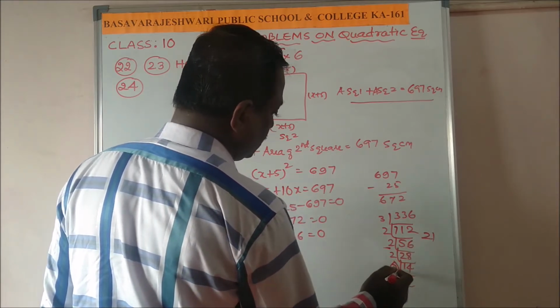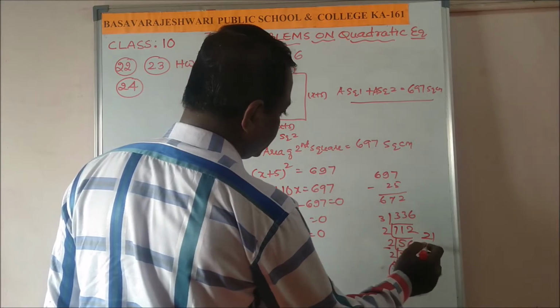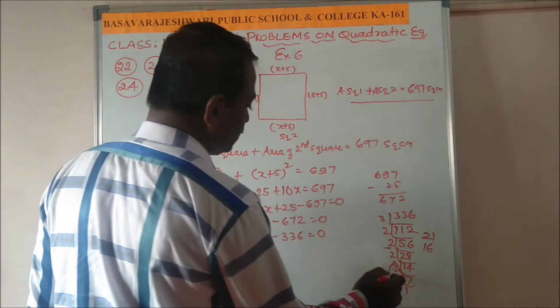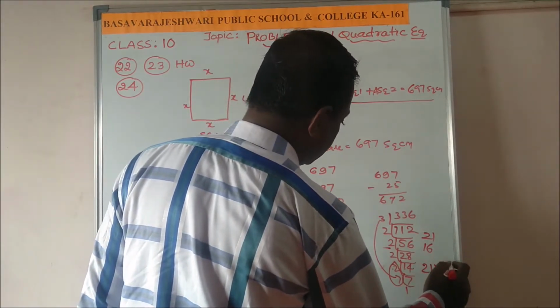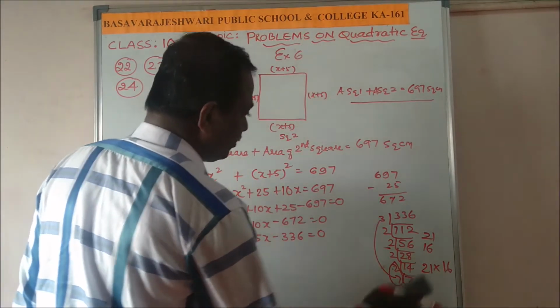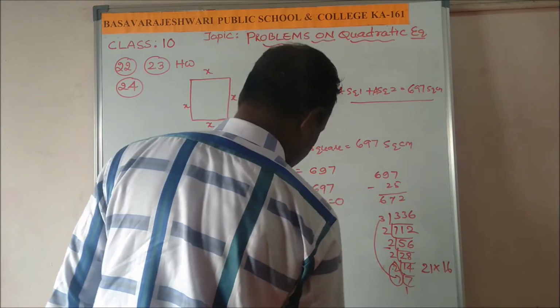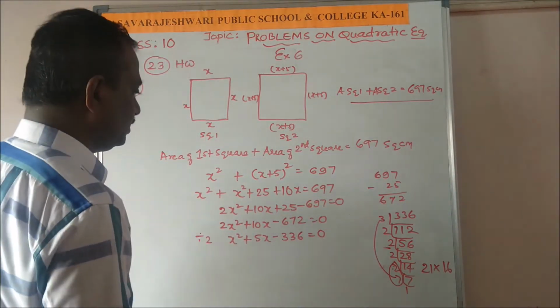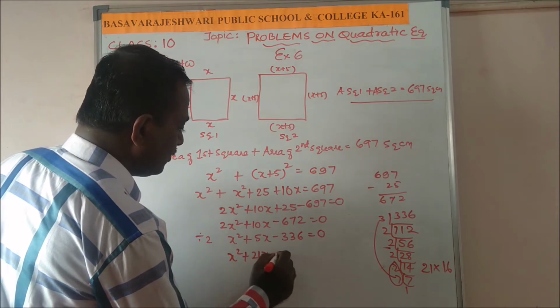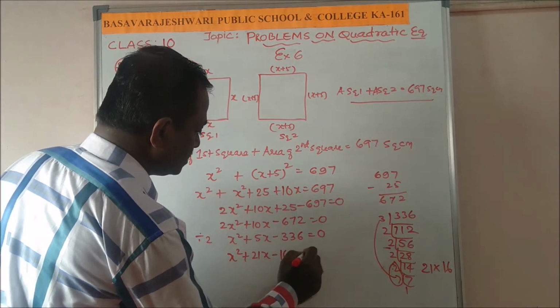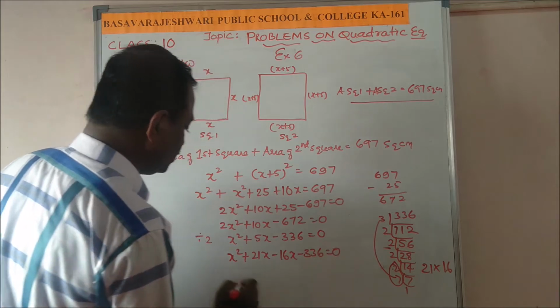21 you will take. 2 2s are 4, 4 2s are 8, 8 2s are 16. 21 and 6. So 7 3s are 21. So 21 into 16 I will take. 21 minus 16 is 5. 21 and 16. So x square plus 21x minus 16x minus 336 is equal to 0.